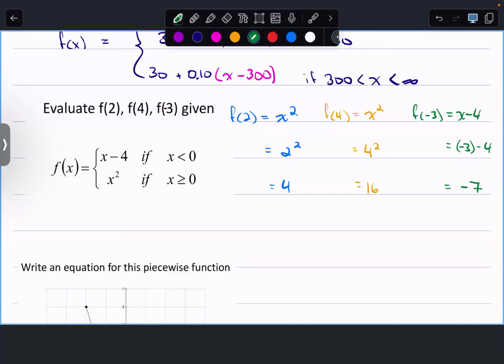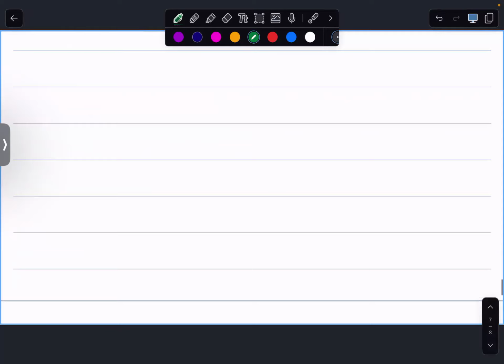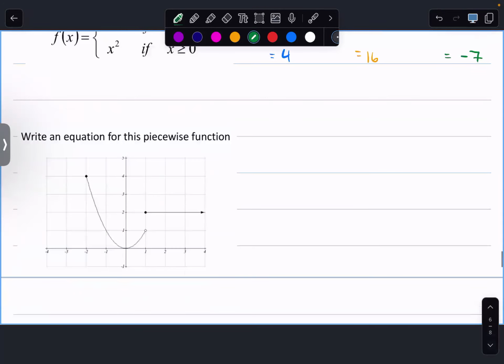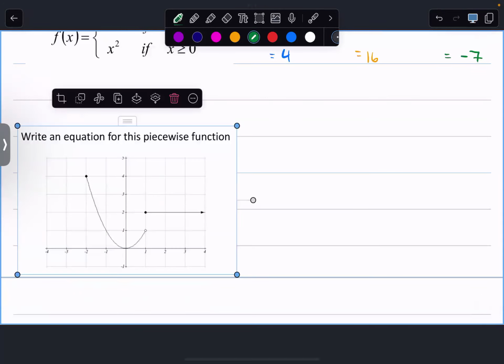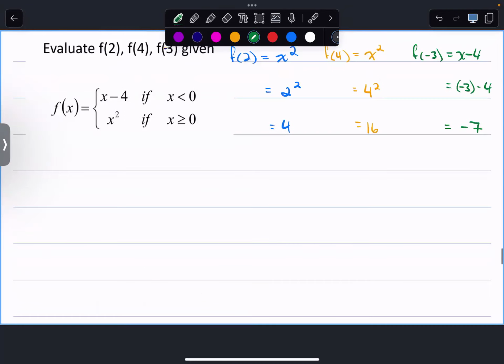I'm tempted to graph this, or sketch the graph of this. Let's see if I have any space. Okay, I do. We can sketch a graph of this piecewise function.